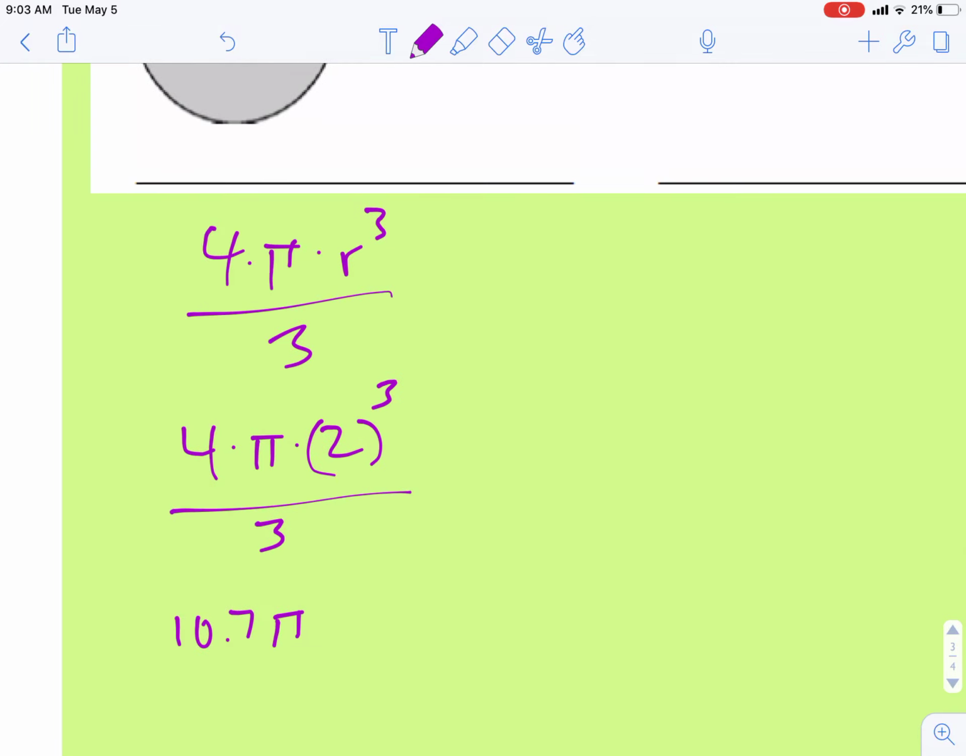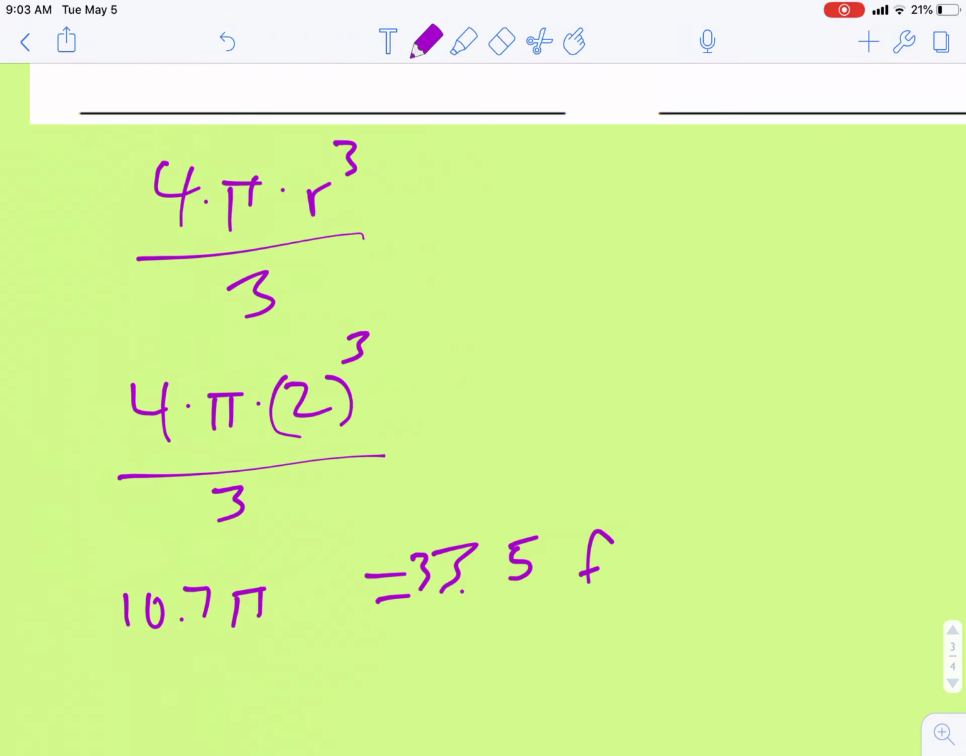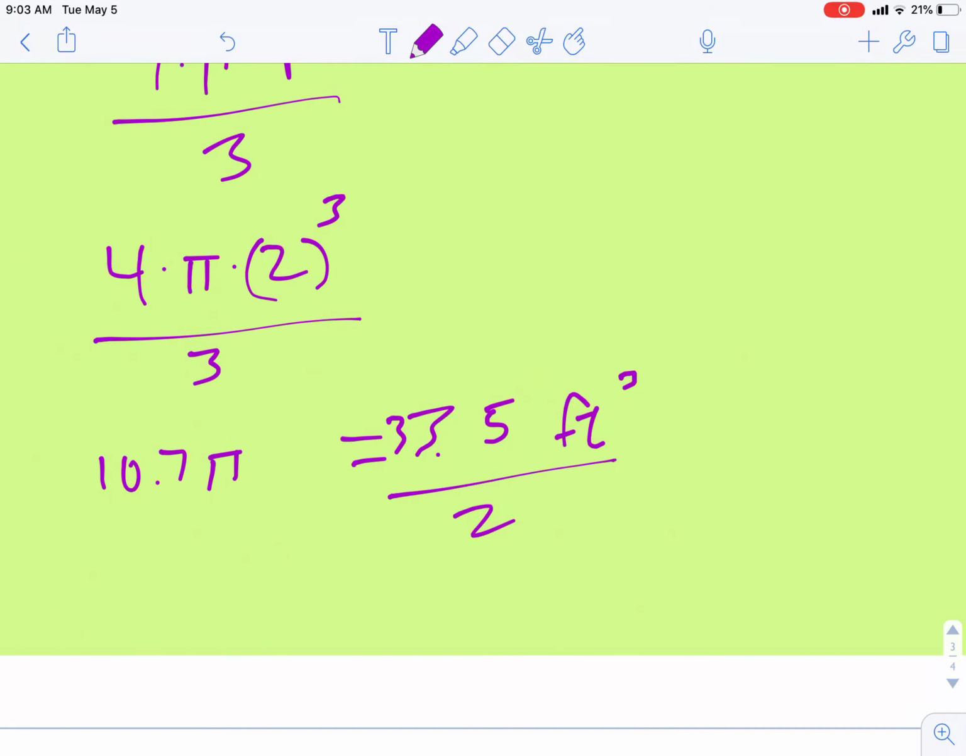And then we're going to multiply that out and get 33.5. So the total volume would be 33.5 cubic feet, but then we are cutting it in half because it's saying hemisphere. So we're going to divide that by 2. It's going to be 16.7.